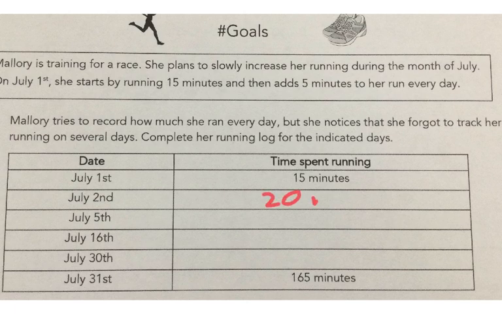Is everybody okay with that math? That's some ground-breaking math, I'm sure. Okay, what about on July 5th? How much did she run? How'd you come up with that? Okay, so you just kept adding 5? That's one option. And what about on July 16th? I wouldn't want to add 5 that many times. Maybe you do. Can you think of another way you could do it besides adding 5 every day?